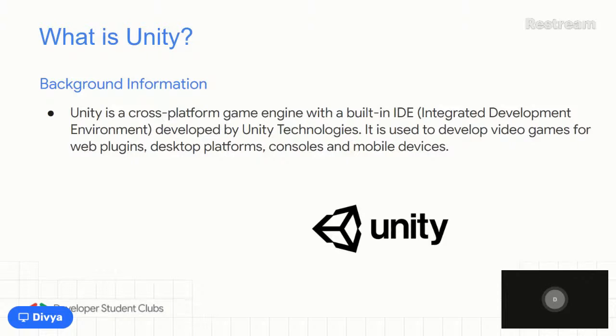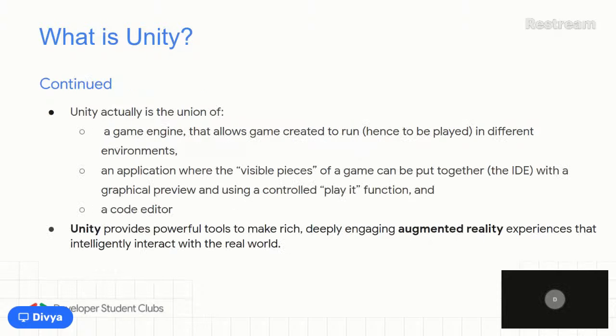So I'm going to give you a bit of background about what Unity is and some general facts about it. Unity is basically a cross-platform game engine with a built-in IDE developed by Unity Technologies, and it's used to develop video games for web plugins, desktop platforms, consoles, and mobile devices. It's basically a union of a game engine that allows games to run in different environments, and an application where the visible parts of a game can be put together in a graphical preview and controlled with a play function. And it also is a code editor.